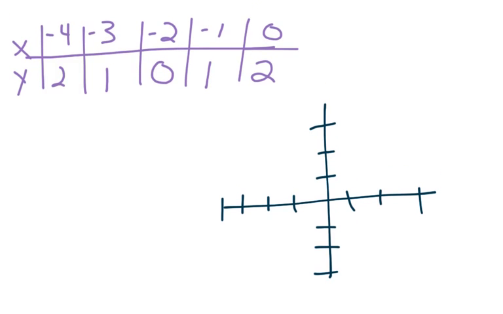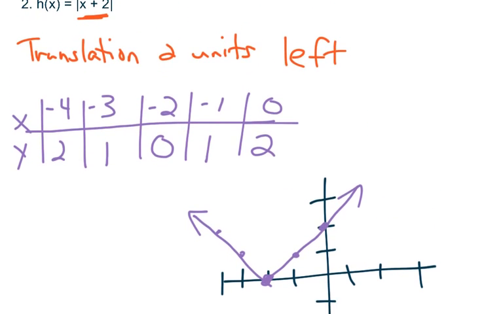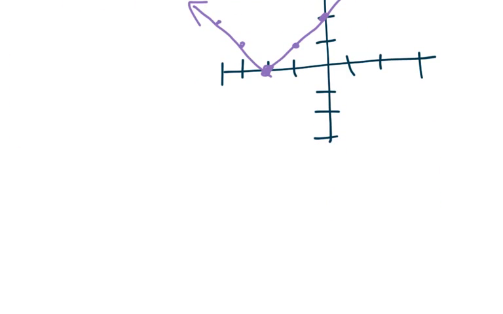Okay, so we have negative 2, 0 right here. Negative 1, 1 is there. 0, 2 is there. Negative 3, 1 is there. And negative 4, negative 2 is right there. Okay, so we've graphed the function. We've described the transformation. The last thing we need to do is describe the domain and range.